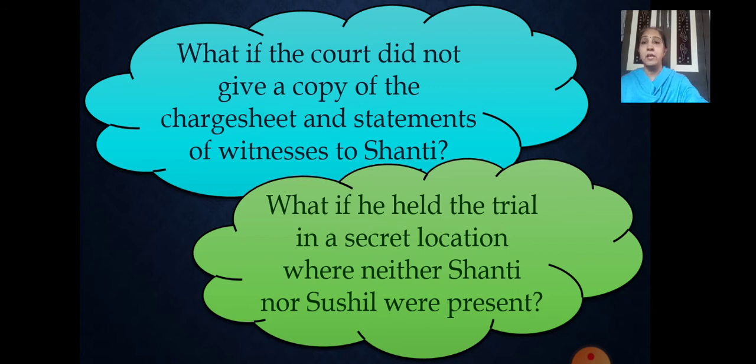What if the judge held the trial in a secret location where neither Shanti nor Sushil were present? If the judge had heard the witnesses and seen the evidences in a secret location where both Shanti and Sushil were absent, then what would have happened in that case? Shanti would never be able to fight for her defense, right? It would have been unfair to her.